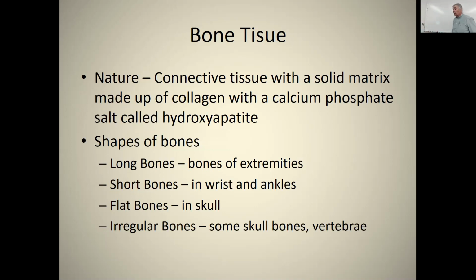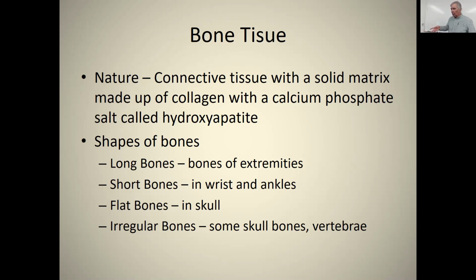Okay, so it's a connective tissue with a solid matrix made of collagen. Now, collagen is a fibrous protein, the most common protein I think in your body. It's a structural protein. And these long fibrous proteins are mineralized with a calcium phosphate salt called hydroxyapatite. And we can see it's what's called a composite structure.